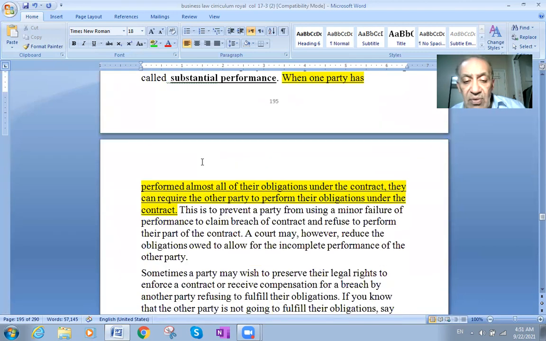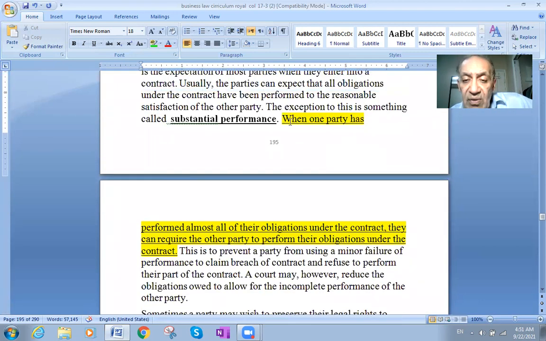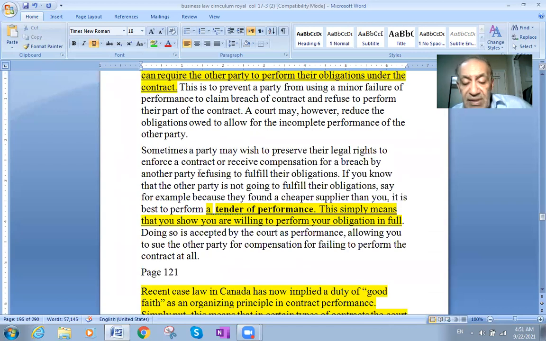So also the performing, when one party has performed almost all of their obligation under the contract, they can require the other party to perform their obligation under the same contract. So I did my own, you have to do your own. I did my own responsibilities, you have also to do your own responsibilities.